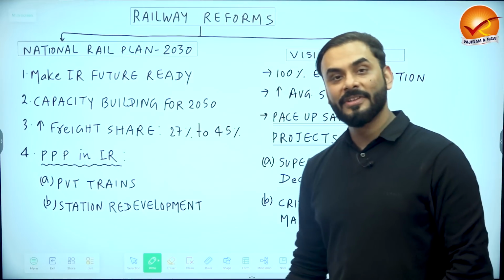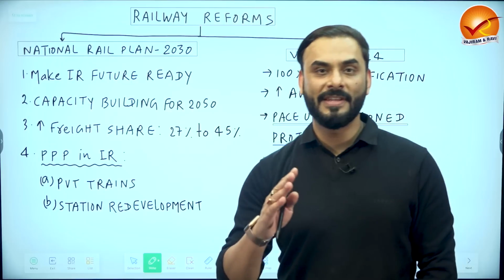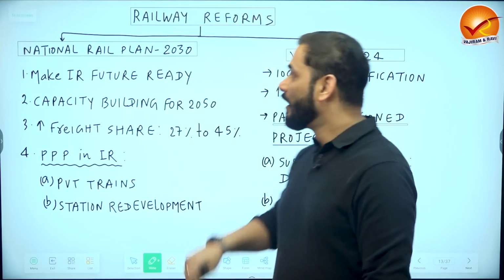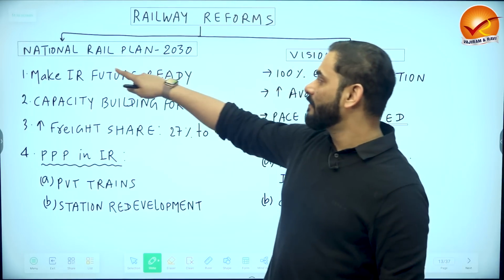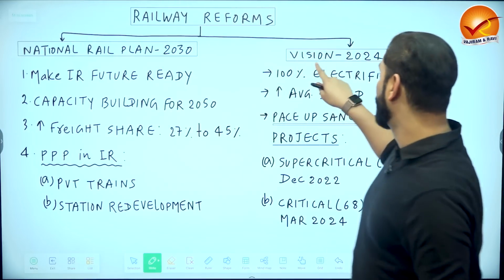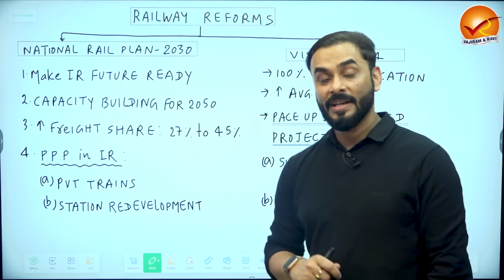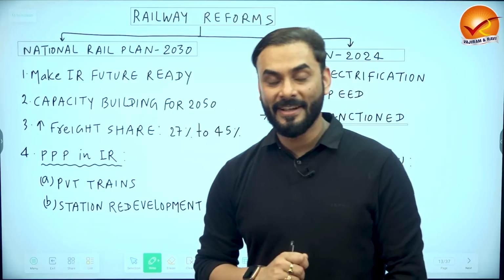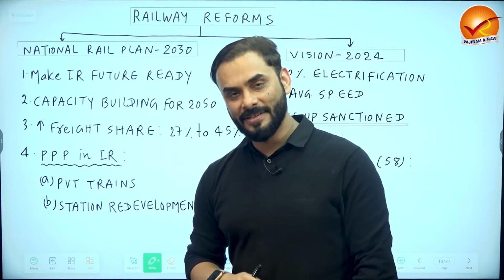Let us now look at some of the important railway reforms that have been mentioned in the economic survey. So the economic survey says that there is something called the National Rail Plan 2030, and then there is Vision 2024. These two have been mentioned. Right? So what is National Rail Plan 2030?